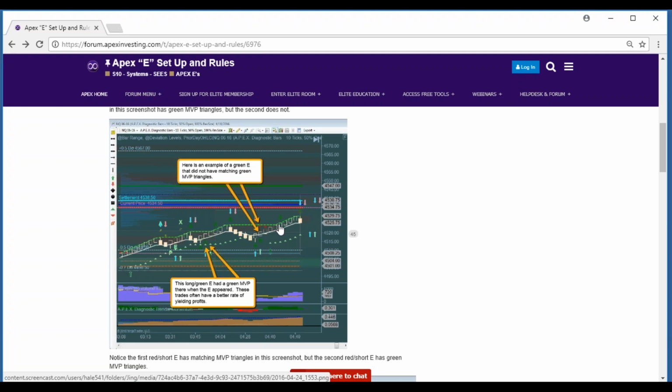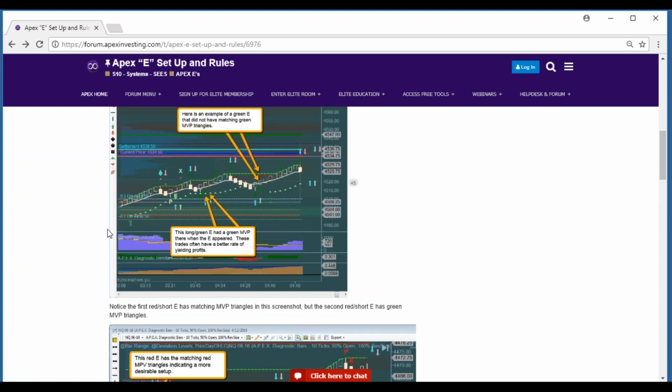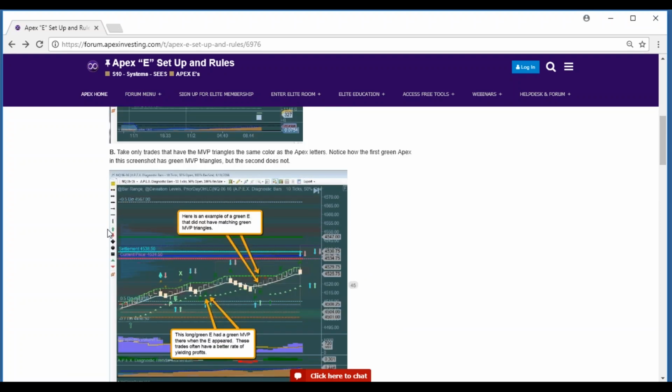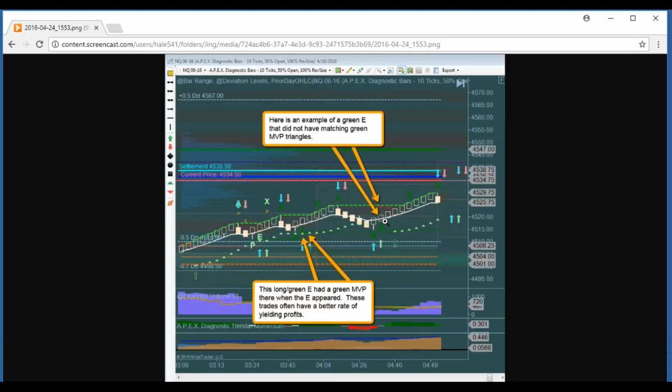Okay. So now, notice here, if you want to only take the best of the best, you want to take only the trades that have the MVP triangles the same color as the apex letters. Okay? So, notice on this example I just showed you here. It's hard to see it, but let me pull it up. There was actually red MVPs right here. The green MVP didn't hit till right here.